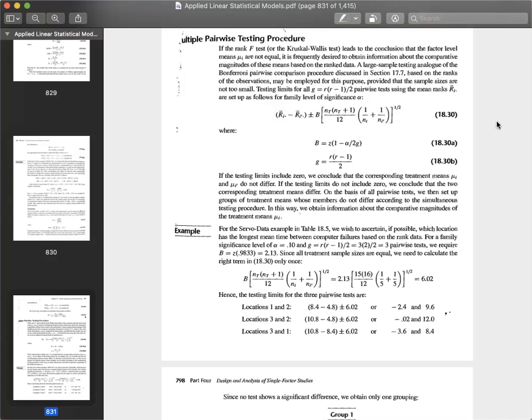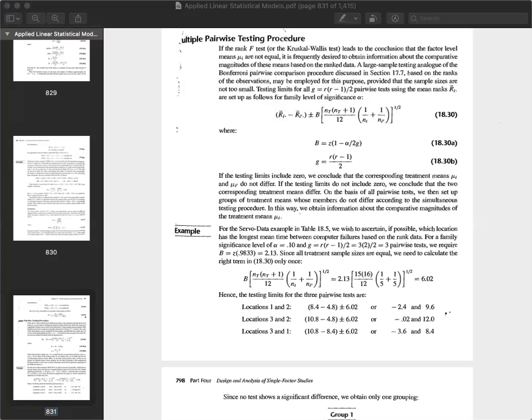If the testing limits include 0, we conclude that the corresponding treatment means mu i and mu i prime do not differ. If the testing limits do not include 0, we conclude that the two corresponding treatment means differ. On the basis of all pairwise tests, we then set up groups of treatment means whose members do not differ according to the simultaneous testing procedure. In this way, we obtain information about the comparative magnitudes of the treatment means mu i.